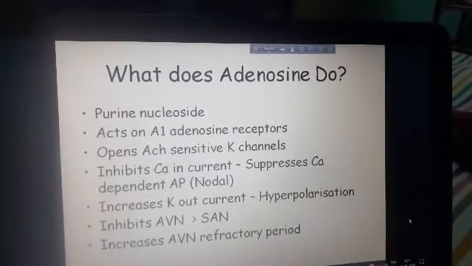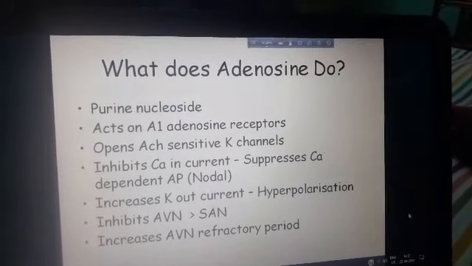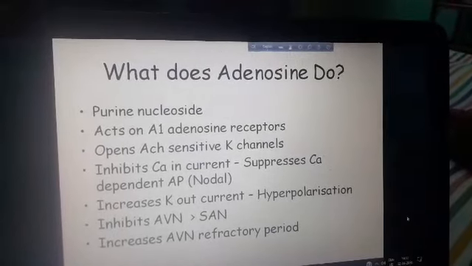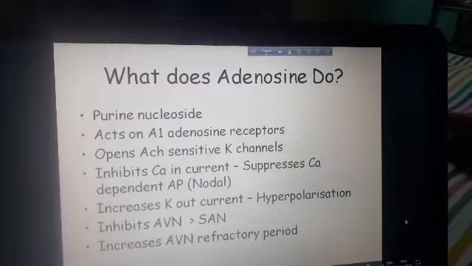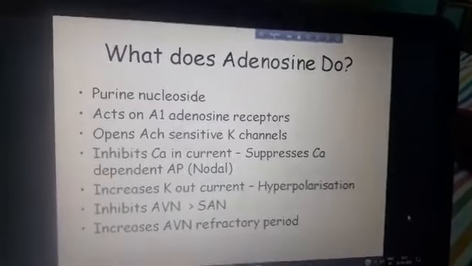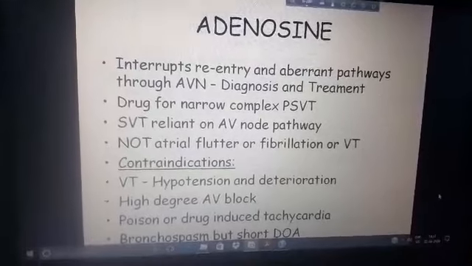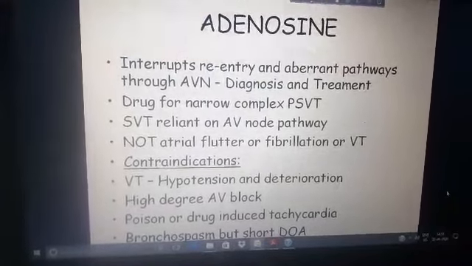Similarly, in paroxysmal supraventricular tachycardia, when the impulse is coming from the AV node or atrium, if we can increase the refractoriness of the AV node, then all the impulses will not come into the ventricle. It involves re-entry and aberrant pathways through the AV node. Diagnosis and treatment of PSVT is also done by this.